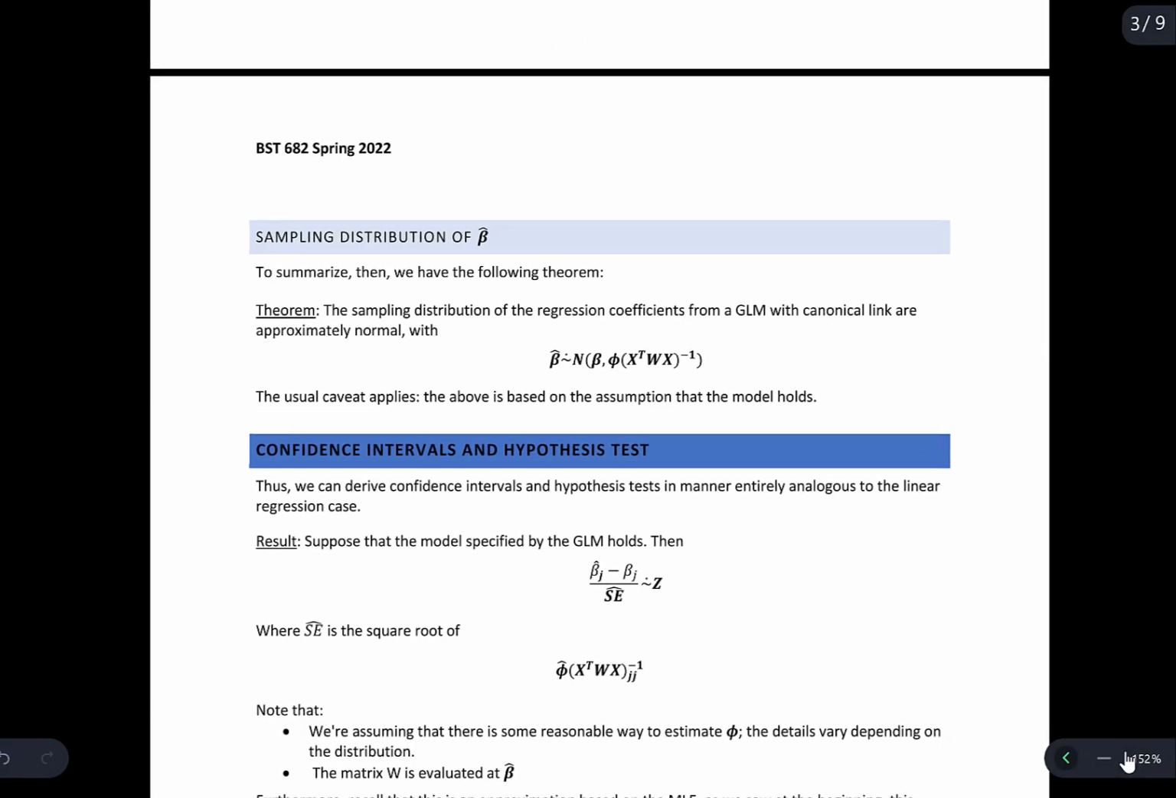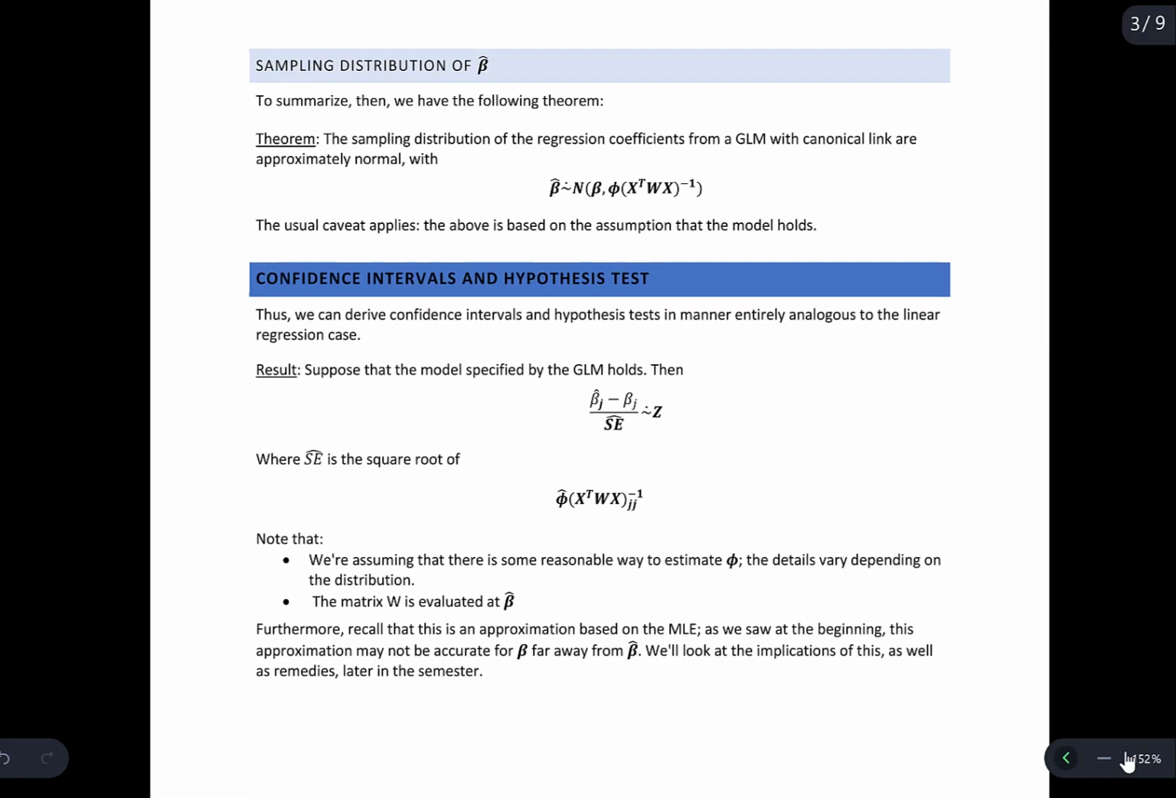All right, and that brings us to the sampling distribution of the betas: the sampling distribution of the regression coefficients of a GLM with canonical link. Again, it is approximately normal with mean beta. And notice here we've substituted in what that variance is, or the information.